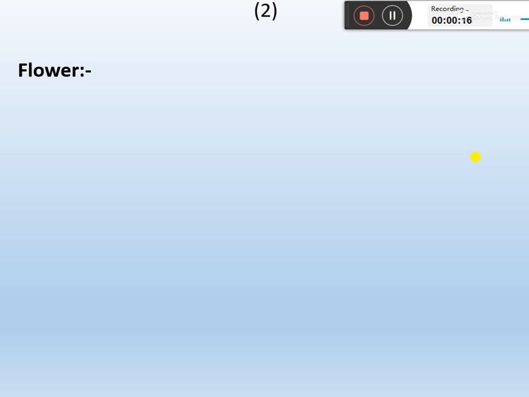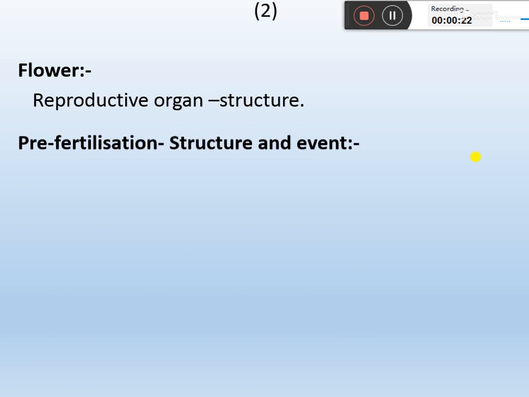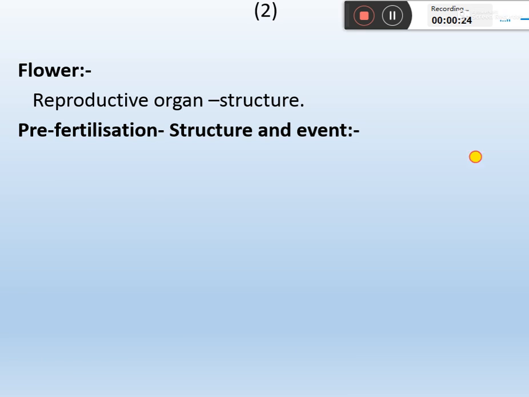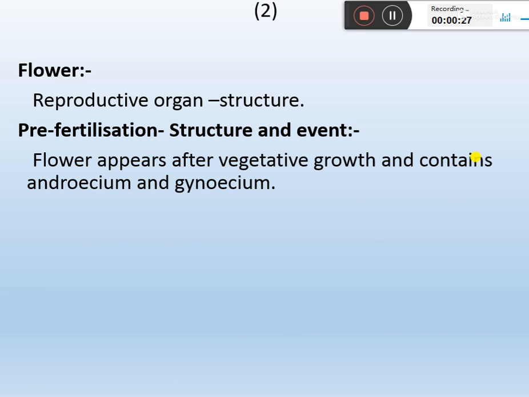Now, the flower is the reproductive structure in the flowering plants. It contains varied structures called the androecium and gynoecium, the reproductive organs. The androecium is the collective term for the stamen, while the gynoecium is the collective term for the pistil, which is the female reproductive structure.